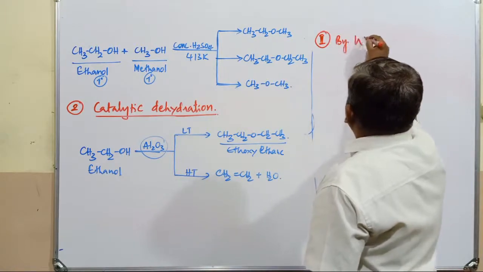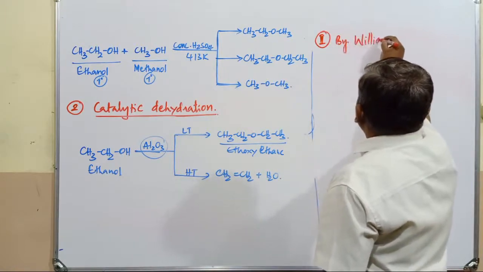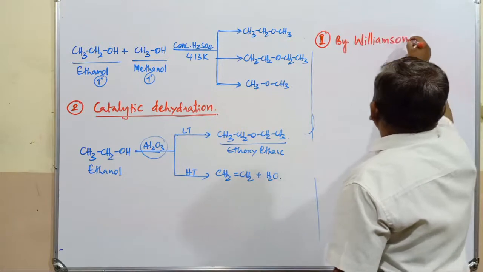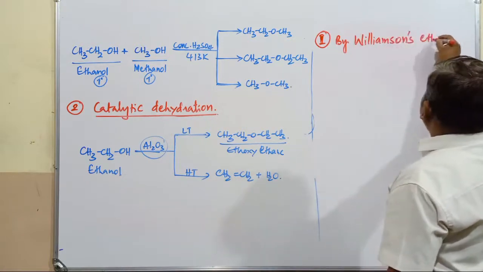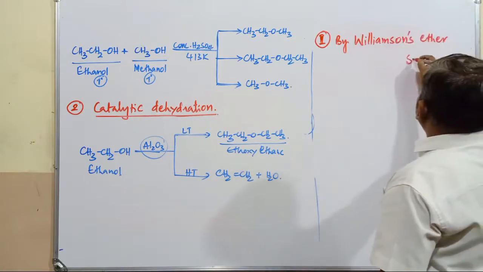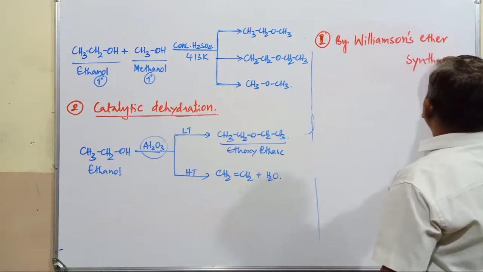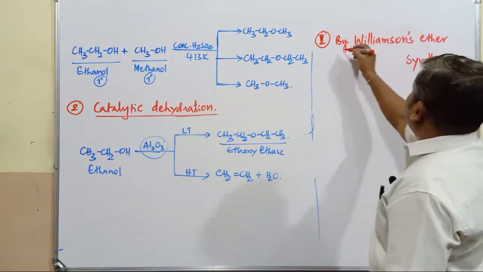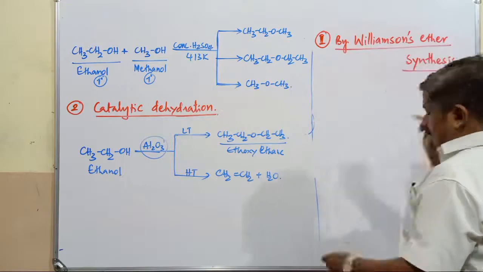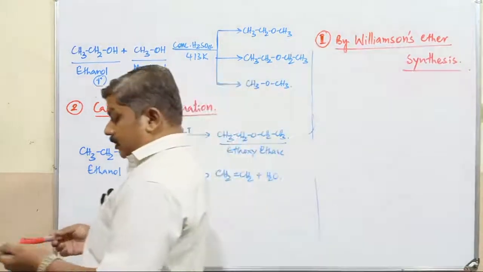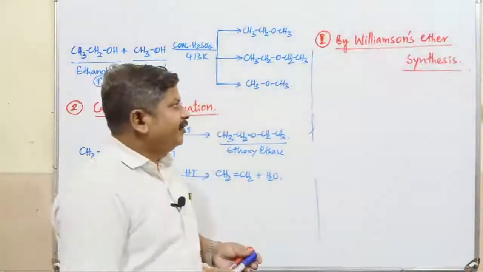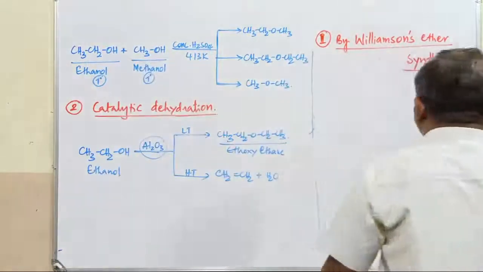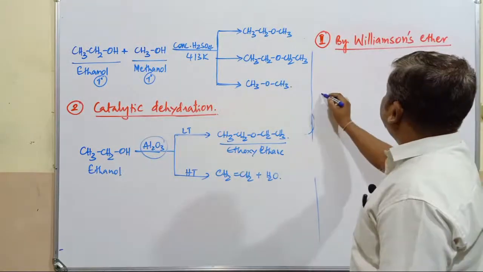Number 2, the second one, is an important method: Williamson's ether synthesis. A very, very important method. Ethers can be prepared from Williamson's ether synthesis. What happens in the case of Williamson's ether synthesis?